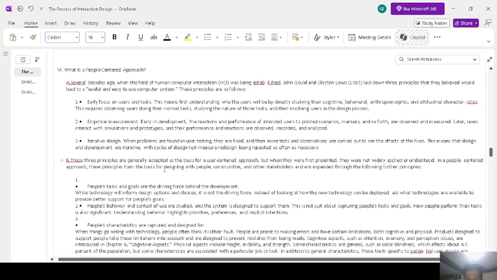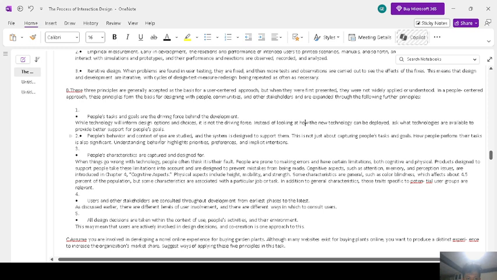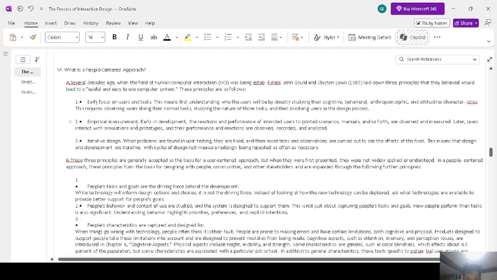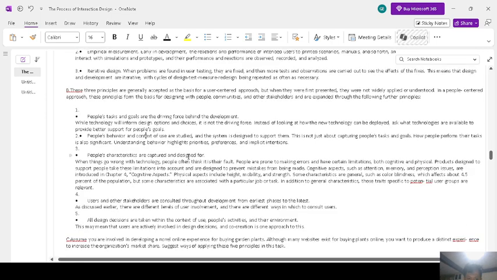In people-centered approach, these principles form the basis for designing with people, communities, and other stakeholders, and are expanded through the following further principles. So this is the continuation. So here we focus on user and task, and then measurement, and then iterative design. Now we add here two bullets. People, tasks, and goals are the driving force behind the development. While technology will inform the design options and choices, it is not the driving force.